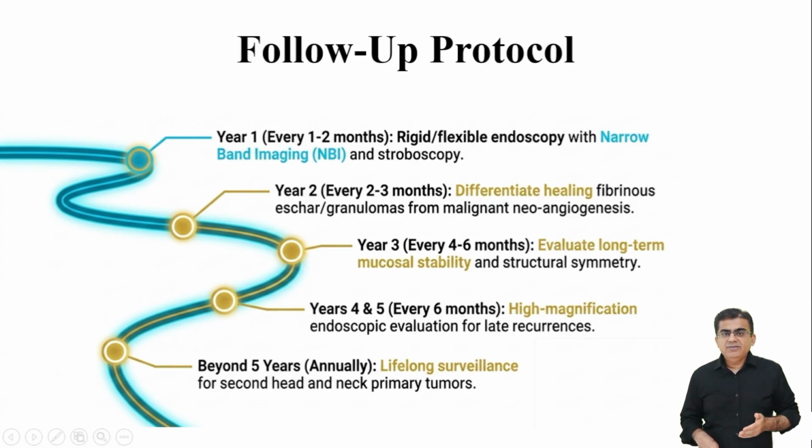For years 4 and 5, you will see the patient every 6 months. You must continue using high magnification endoscopic evaluation to carefully watch for any late local recurrences. Finally, look at the instruction for beyond 5 years on the bottom right. Your job as a clinical oncologist is never truly finished. You must enforce annual lifelong surveillance for these patients. This is absolutely necessary because these patients are at high risk for developing a second primary tumor in the head and neck region.